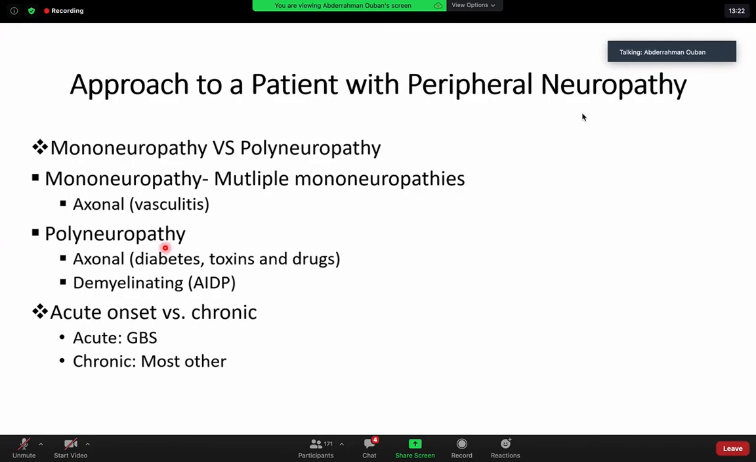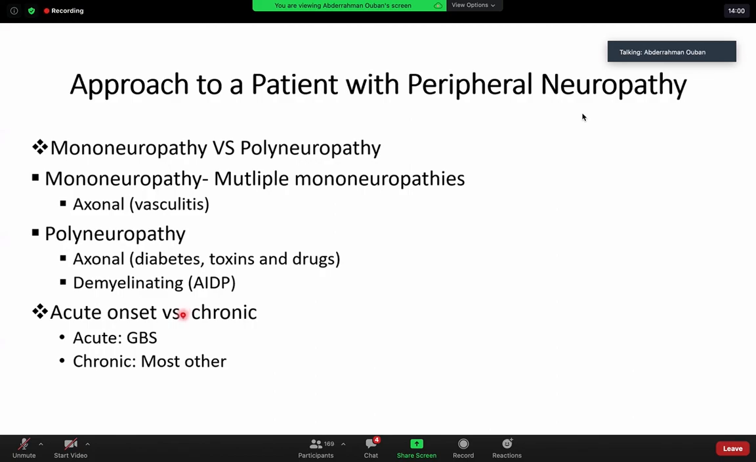Symmetrical polyneuropathy is much more common than a single nerve involvement. And symmetrical polyneuropathy will be divided between axonal, which is most commonly caused by diabetes or toxins and drugs, and demyelinating polyneuropathy, most commonly caused by autoimmune inflammation in the peripheral nerves.